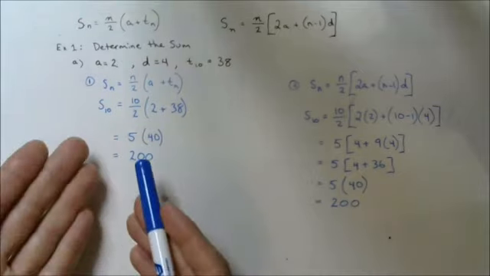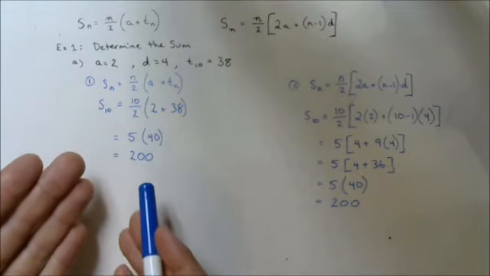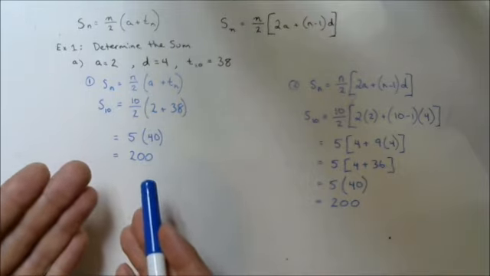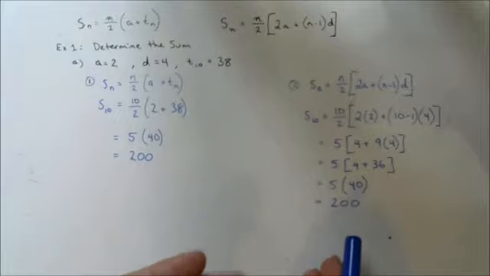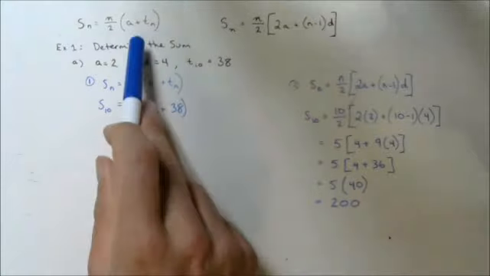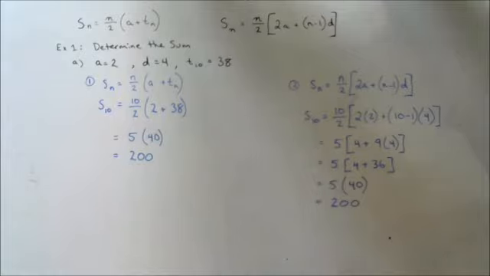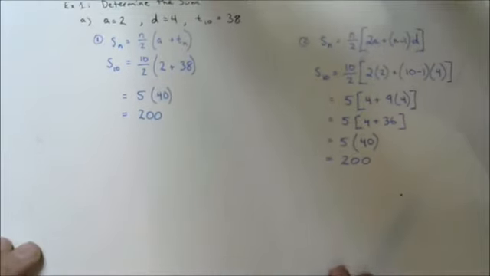You can see that method 1, if you have the information that you need, is obviously faster and easier. But method 2 will still work if you don't have the last term, but you do have the common difference. Okay? Let's look at example 1b.